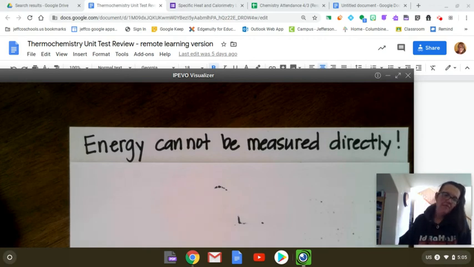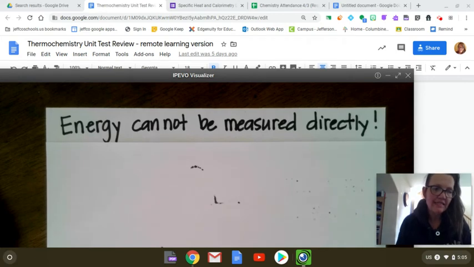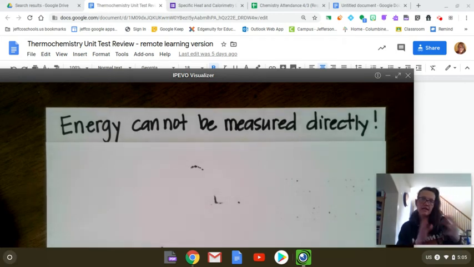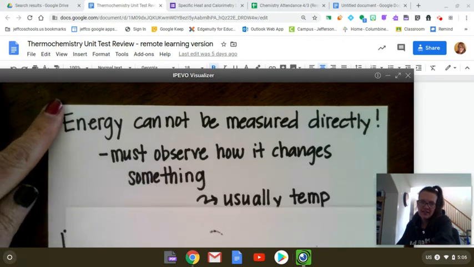Is that you cannot measure energy directly. Remember, energy, much like wind, isn't something that you can actually get your hands on. You can't catch it in a jar and put it on a scale or something like that. So what you have to do is measure how energy is changing something else.